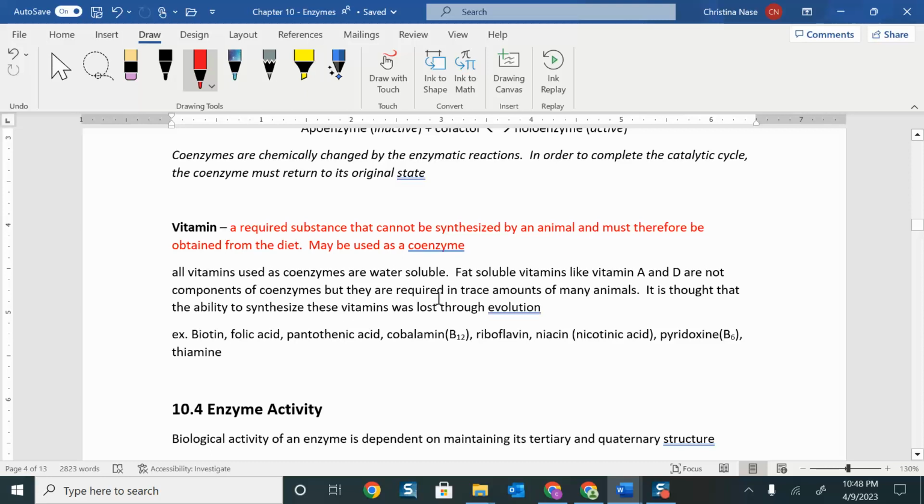They're required in trace amounts in many animals. And the book talked a little bit about the process of evolution. Through the process of evolution, we lost the ability to synthesize some of these vitamins. That's kind of interesting. And then here are examples of some of these vitamins. I probably won't test you on them, but you may have seen those. If you take vitamins regularly, you might see those on the package.